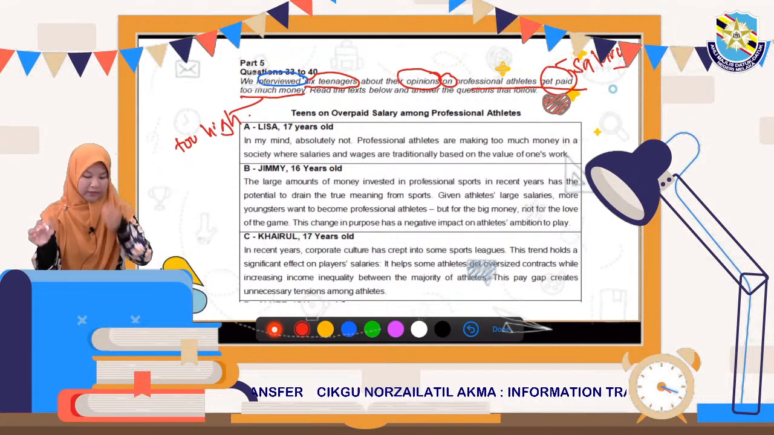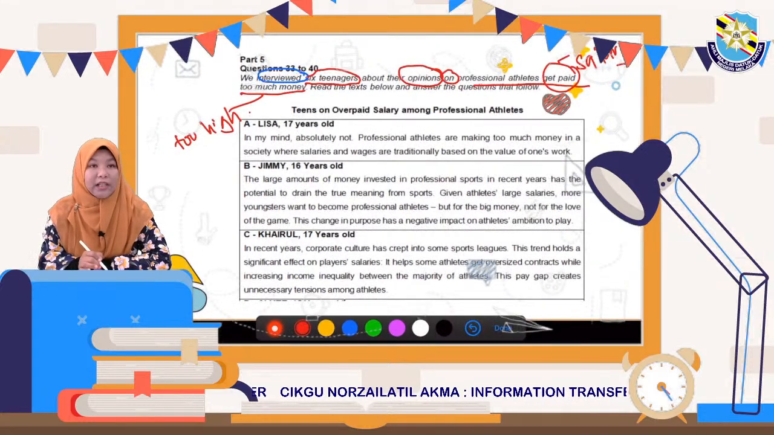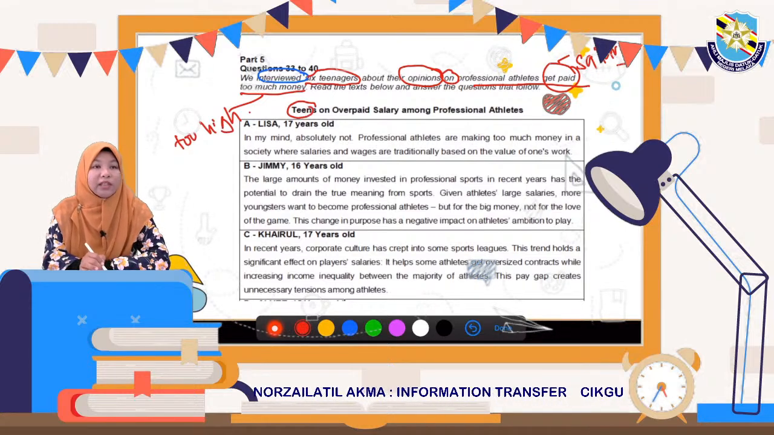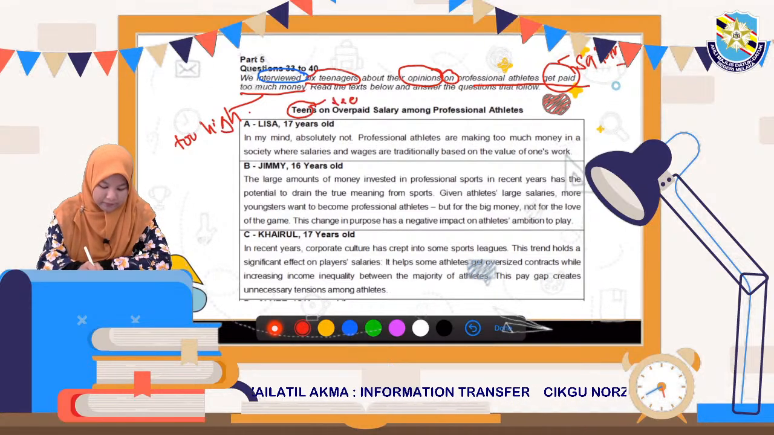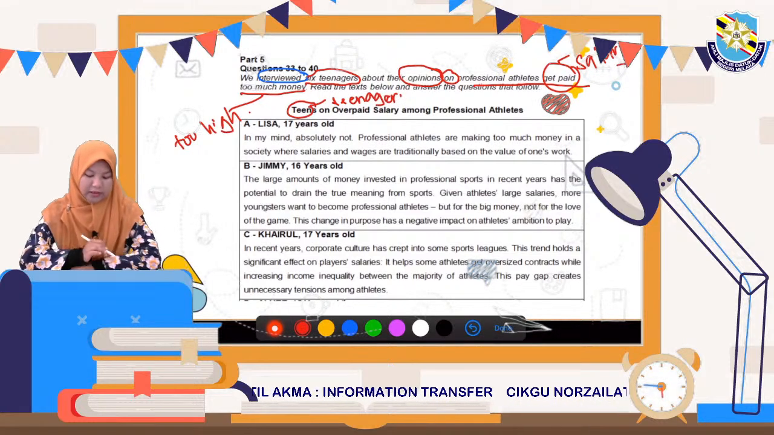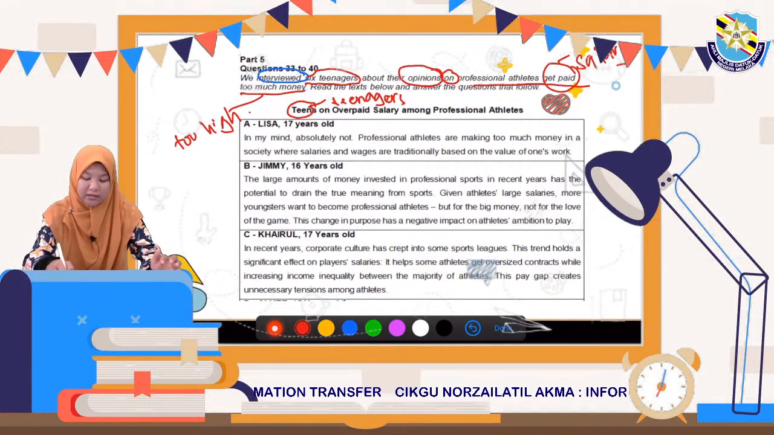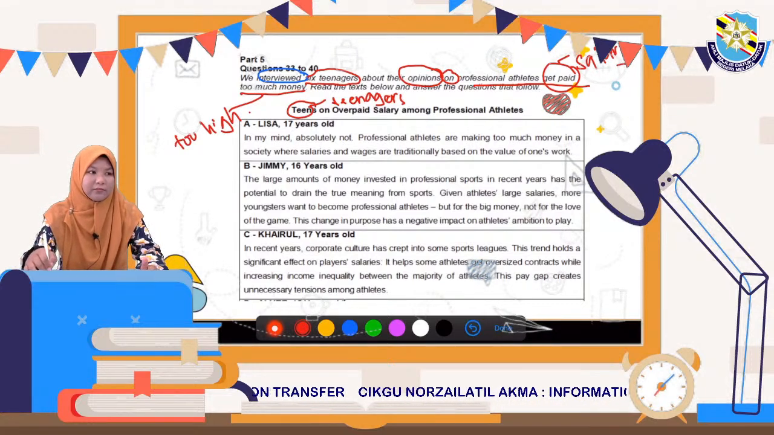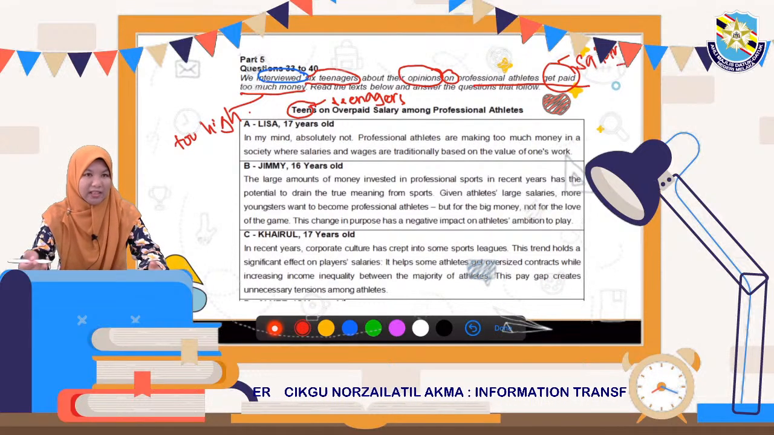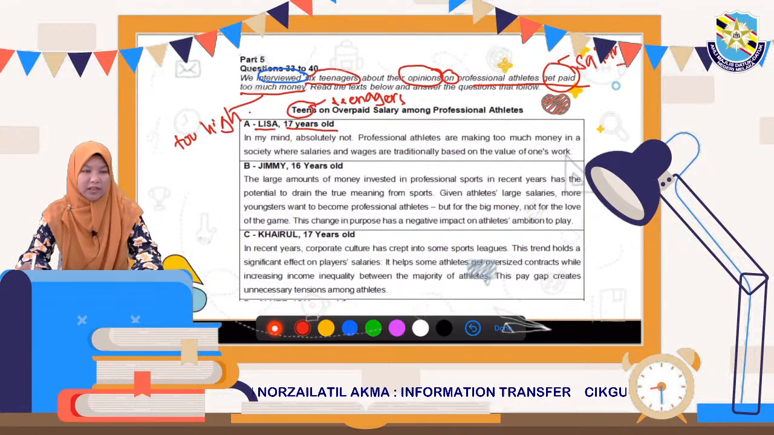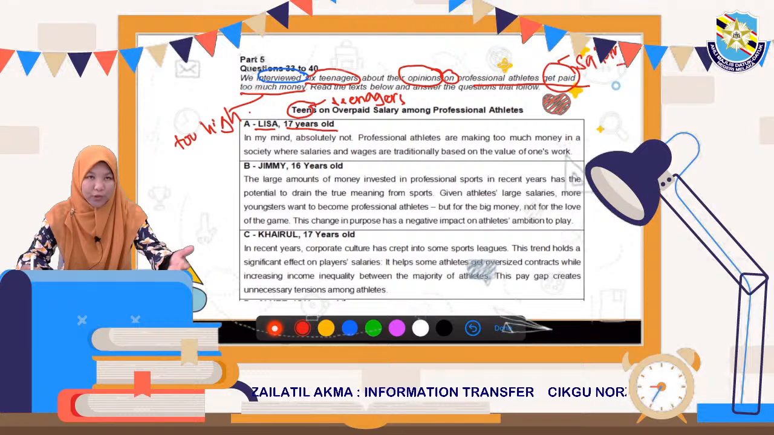Here, let's go to the title. Teen is the short form for teenagers. Teenagers on overpaid salary among professional athletes. It's basically a similar scenario to the one given in the rubric. Let's go one by one. Let's start with Lisa. Lisa, 17 years old. Lisa is in Form 5, just like you.